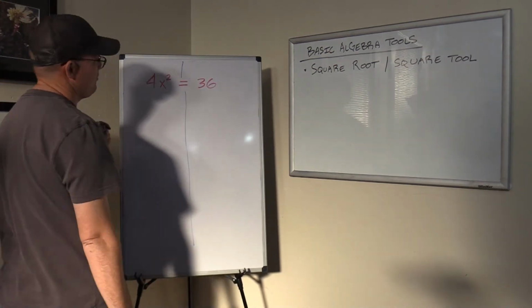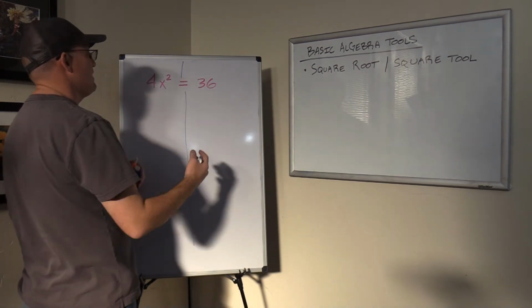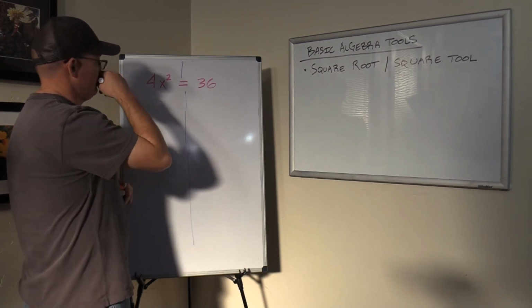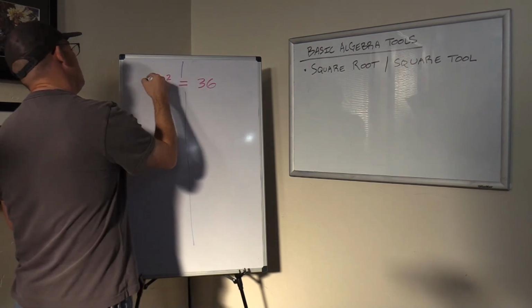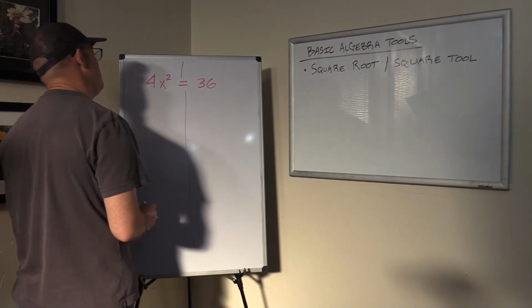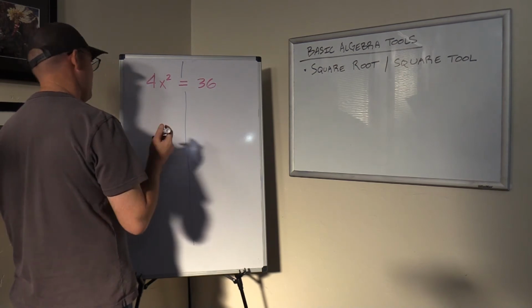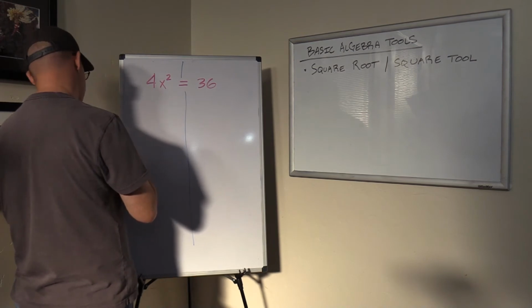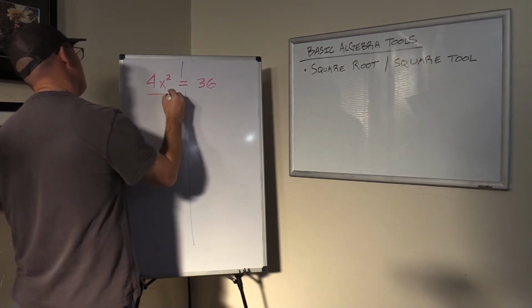Okay, so now there's nothing else I can do. This is basically as simple as it gets. Not quite, because you see right here, we've got this 4x squared. We can get rid of this 4. How do we do that? We get rid of the 4 by dividing by 4 on each side. Remember, if we do it over here, we have to do it over here. So we're going to divide by 4.